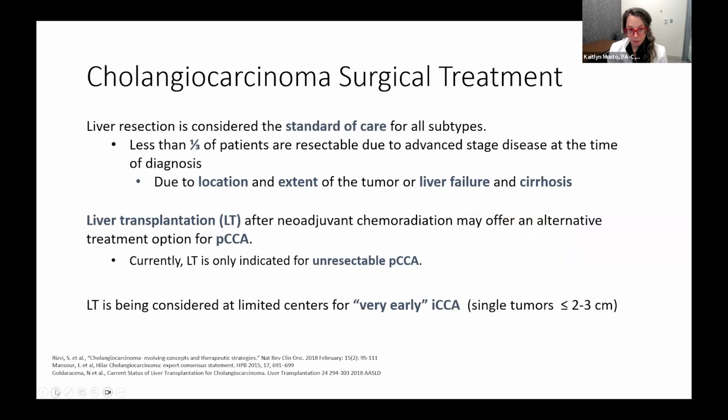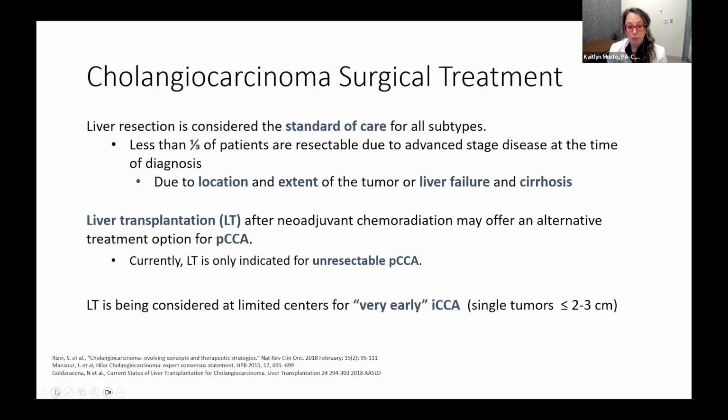So when we're talking about diagnosis, the next step is to consider potential treatments. Liver resection is considered the standard of care for all cholangiocarcinoma subtypes, but only about 1/3 of patients are resectable at the time of diagnosis. This can be due to the location and extent of the tumor or potentially another underlying liver issue. Liver transplant can be considered as an alternate treatment option, and there is a protocol with chemo and radiation that go along with this treatment.